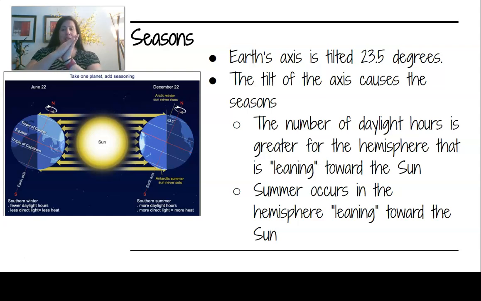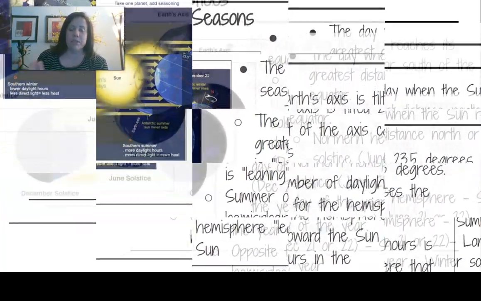So again, the lean of our axis causes the seasons. And then as we revolve around the sun, it's the combo. It's the lean and the revolution, okay? Nothing to do with how close or how far we are away from the sun.